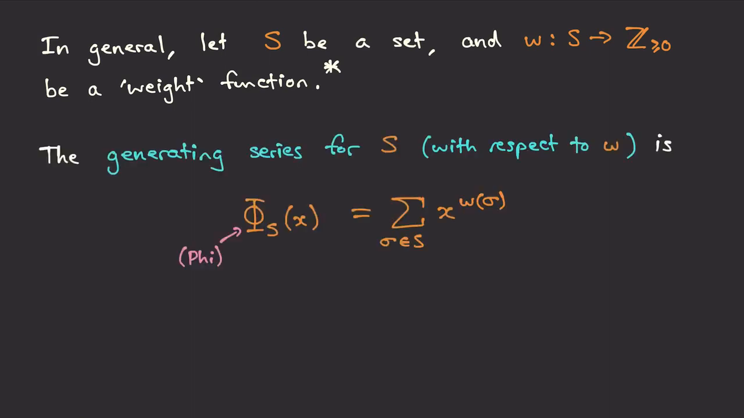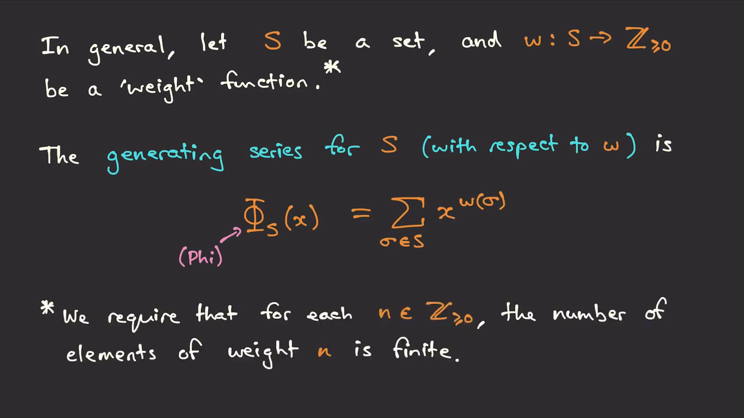This is defined to be phi sub S of x equals the sum of x to the power of the weight of sigma over all sigma in the set S. This is a generating series that contains exactly one term for each element of the set S. There is one extra condition we need for this definition.